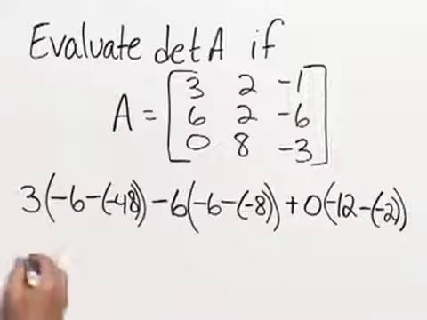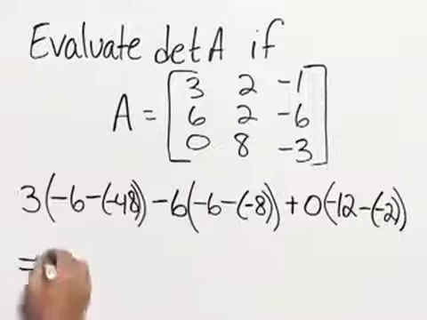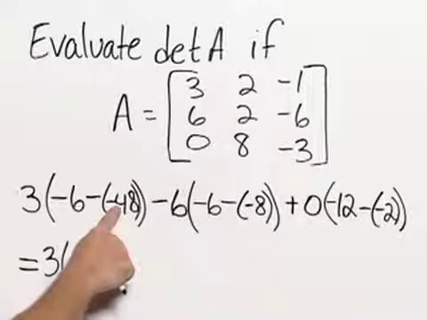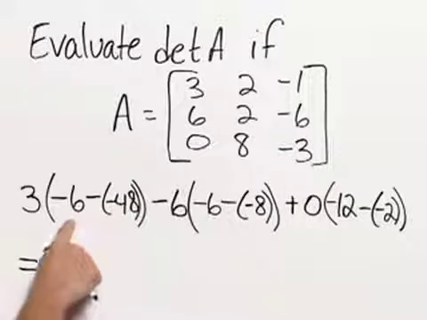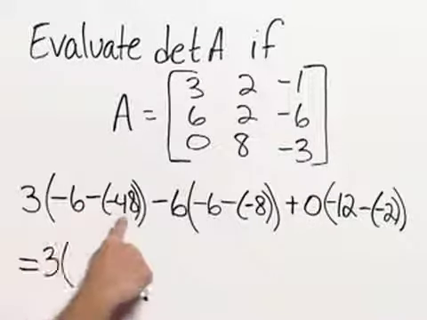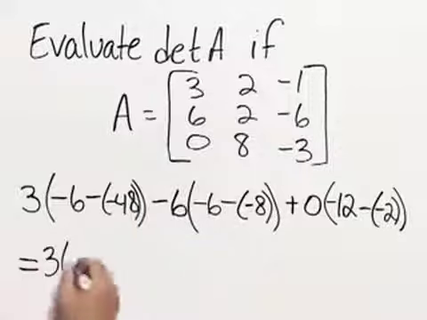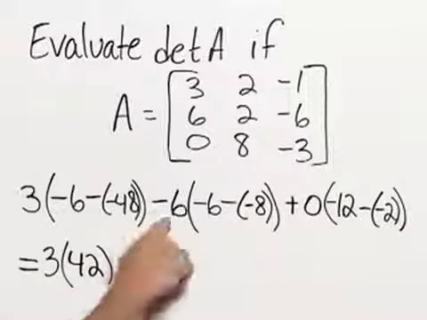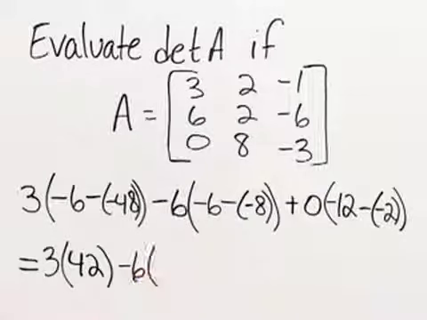So now, this would be equal to 3 times. Well, subtracting a negative is the same as adding a positive. So we have negative 6 plus 48. That equals 42. Then minus 6 times.